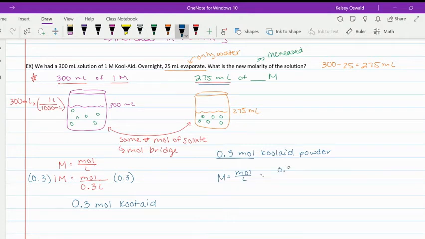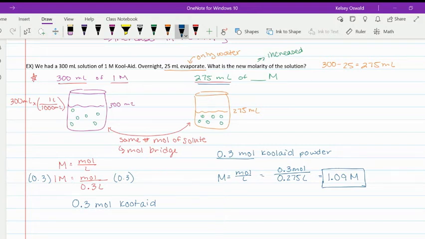So we know we had 0.3 moles of Kool-Aid powder, and we have a total volume of 0.275 liters, which is our 275 milliliters. And when we do moles of solute divided by liters of solution, we'll find that our new molarity is going to be 1.09. So even though it was a slight amount, we do notice that our molarity increased because those particles are more closely compacted together.